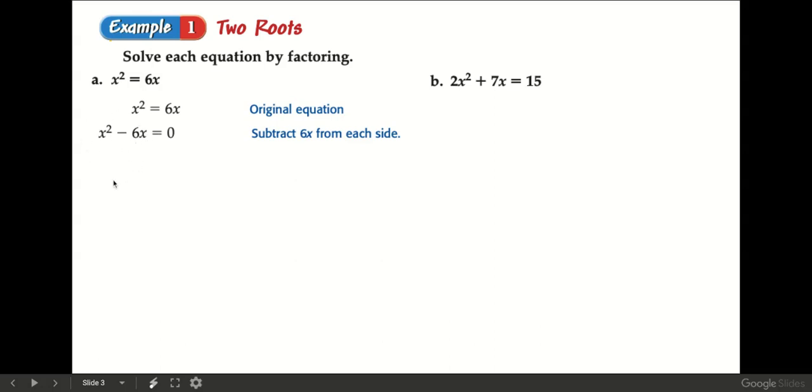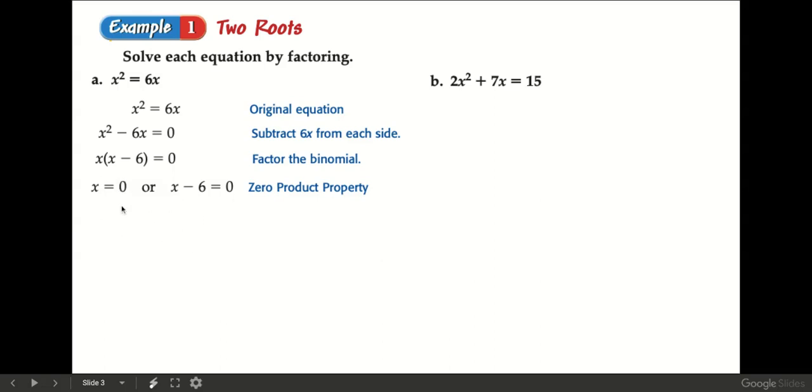Now that we have the equation set equal to 0, we can go ahead and factor. If you notice, it's only two terms, and both terms have an x in common, so we can factor out the x. So x times quantity x minus 6 equals 0. Now I have a product: x times x minus 6. If this times this equals 0, that tells me that either x has to be 0 or x minus 6 has to be 0. Now I just have two equations to solve.